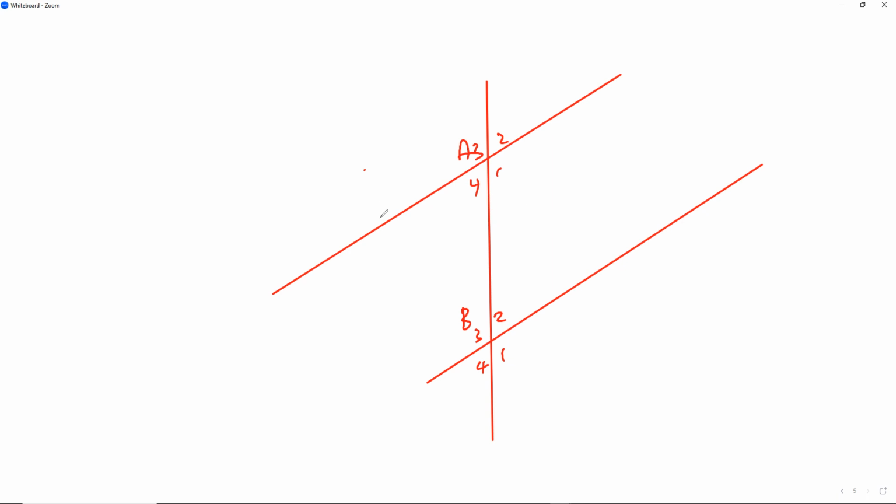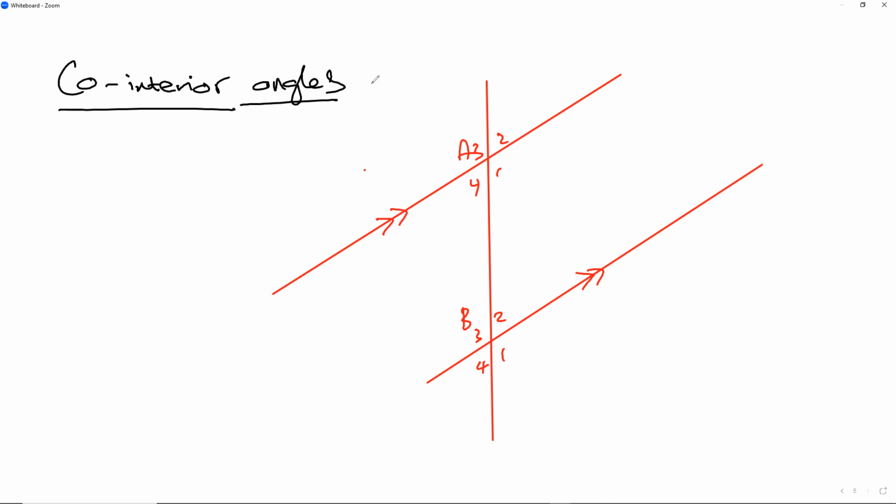Let me just not forget to put the parallel lines. If I don't see those two arrows, that means it's not parallel, which means I've got to be careful and say, okay, I can't assume that it's parallel unless I see those two arrows. These are known as co-interior, together on the inside. And these angles are not equal. They add to 180 degrees.